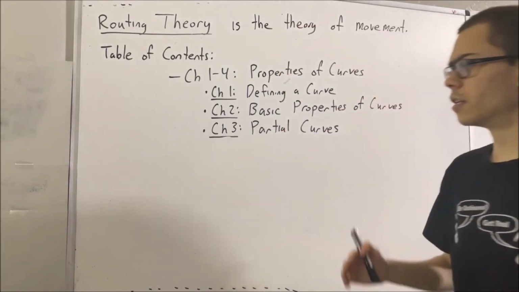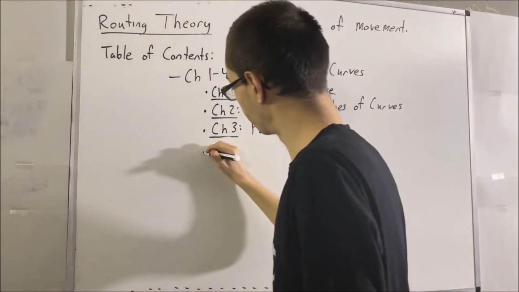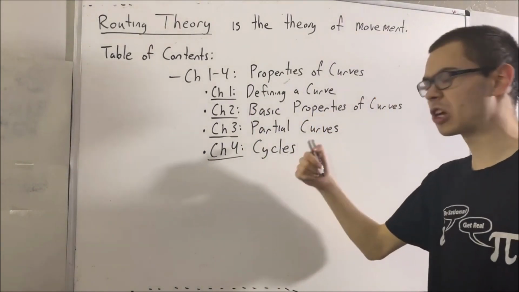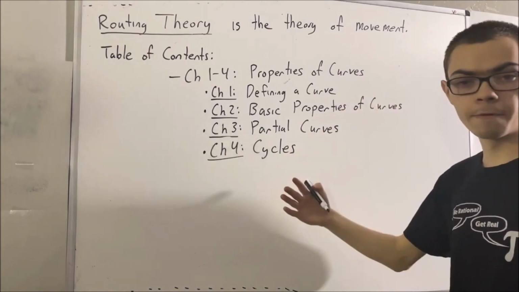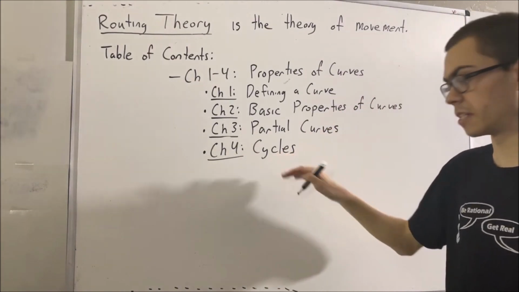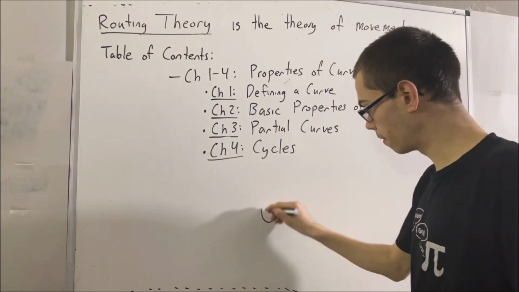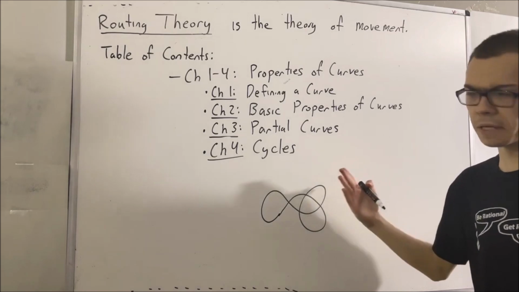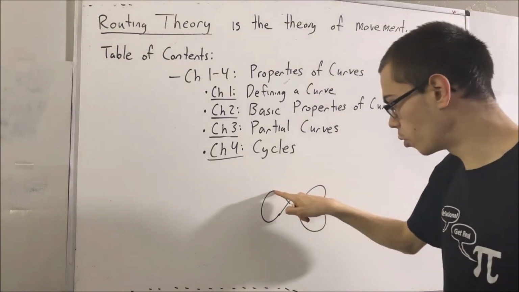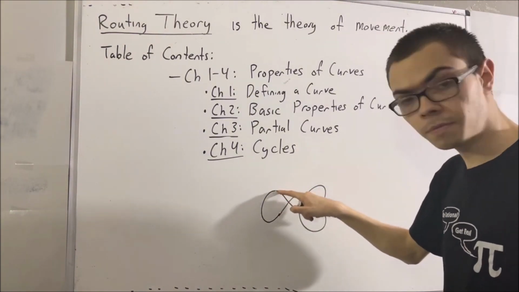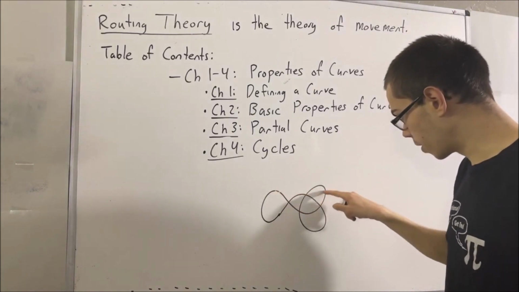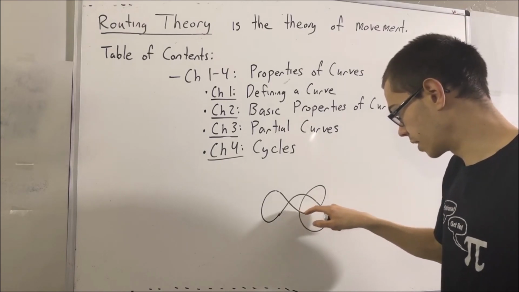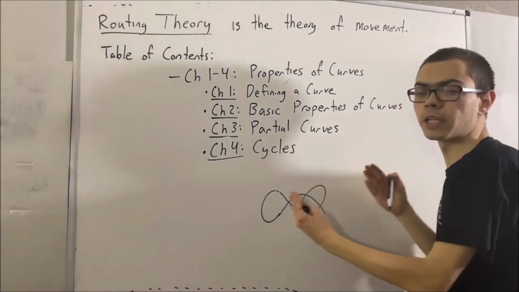Chapter 4 is all about cycles. We basically spend the majority of our time in chapter 4 talking about what happens when a curve has a cycle or doesn't have a cycle. For instance, if we look at this curve, it turns out every point on this curve is part of some cycle. For instance, this point is part of this cycle. This point is part of this cycle. This point is, well, part of quite a few cycles actually, right? Part of this cycle. Turns out every point on this curve is part of a cycle.